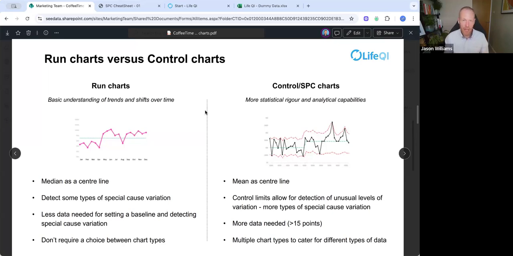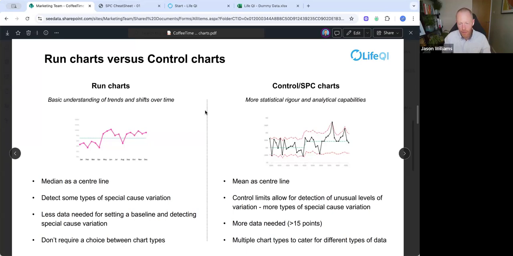The things that are the same about these two types of charts is they're both about recording data over time, and then looking at the variation in that data and helping you understand whether the variation is normal or there is something going on that is statistically significant in terms of that variation.